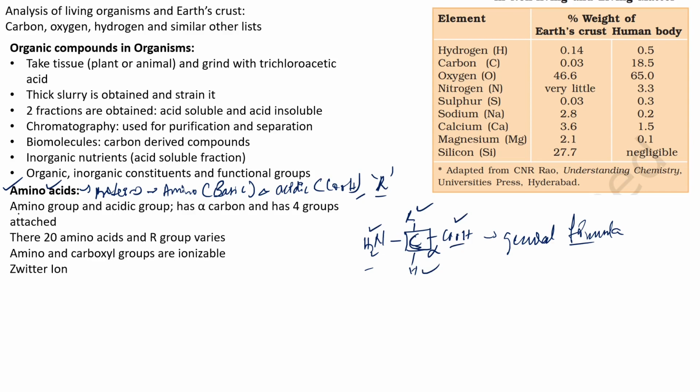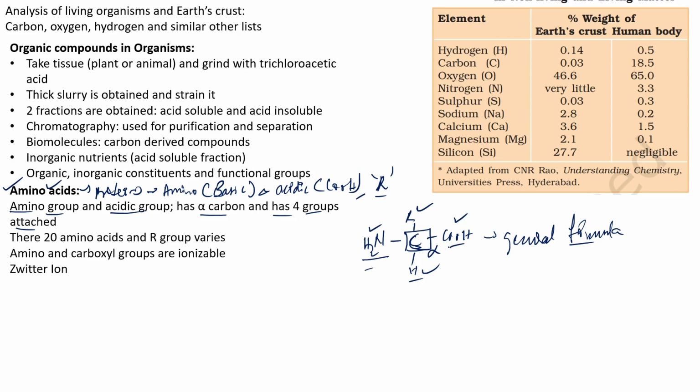So, as mentioned here, there is an amino group, which is basic in nature, and also the acidic group, and it has an alpha carbon, to which 4 different valence groups are attached. For example, the first group you can see here is a simple hydrogen, and the next one is the amine group. The NH2 group is called the amine group, and this group mainly gives the basic property to the amino acids.